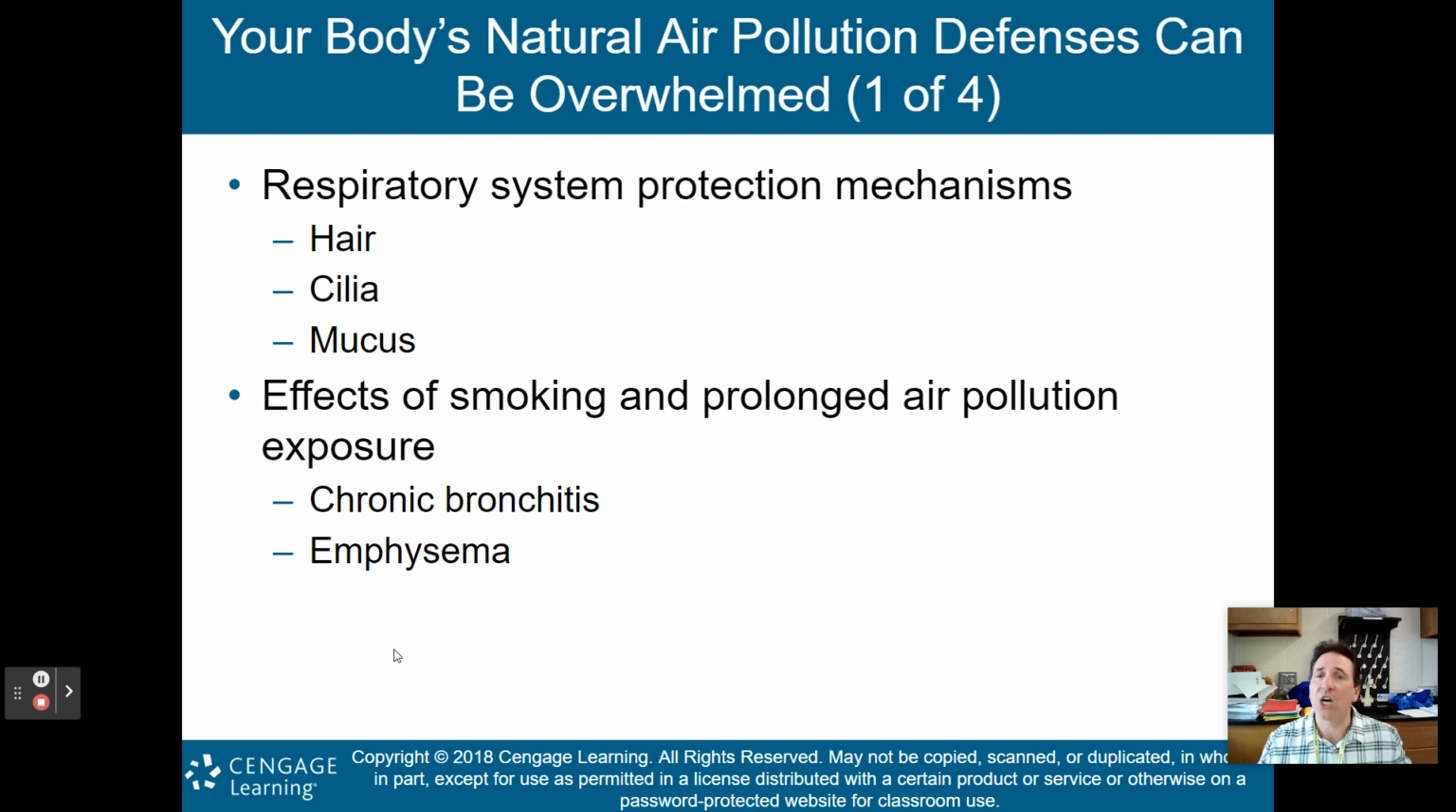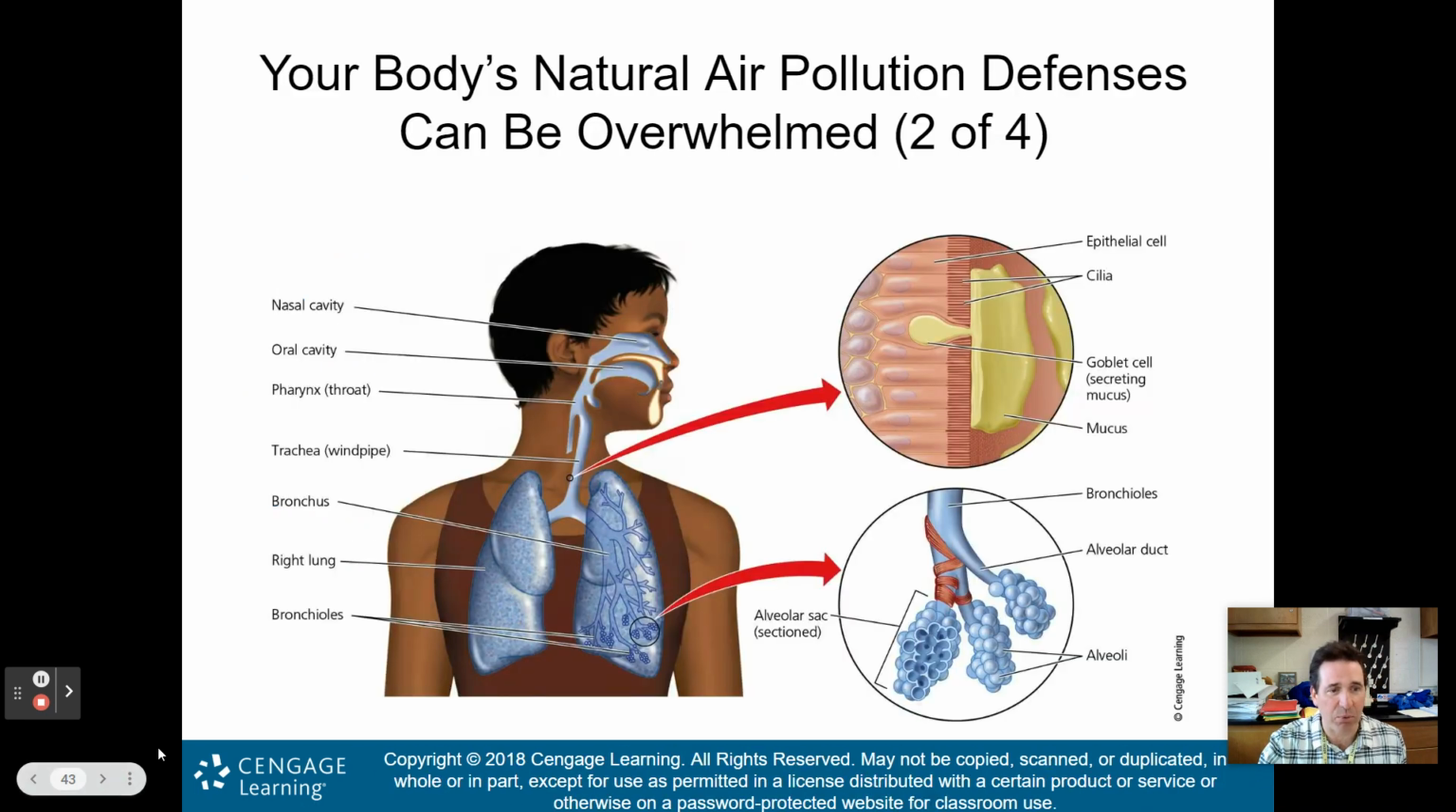The respiratory system does have protection mechanisms, right? Your body has natural air pollution defenses. That's kind of our ecosystem services, right? We evolved to have these prevention mechanisms. But as always, because we're overloading our atmosphere, our air, with too many pollutants, we are obviously overloading our own defenses to combat the air pollution. But we have hair, cilia, and mucus in our respiratory system that help trap pollution particles before they get into our lungs. However, the effects of smoking and prolonged air pollution exposure could lead to chronic bronchitis or emphysema.